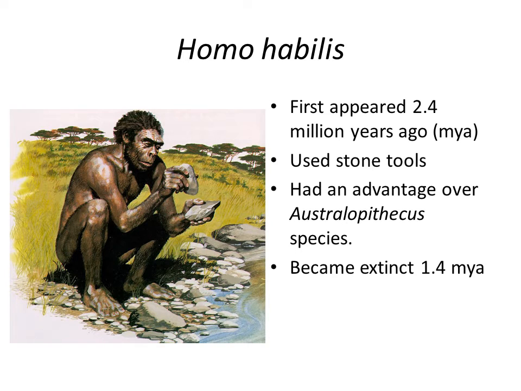Now the first human-like creatures evolved out of apes in Africa around 5 million years ago, and they looked nothing like the modern humans. But our genus first appeared 2.4 million years ago. This was Homo habilis, and this species used stone tools. Now the use of tools gave them a big advantage over the Australopithecus species with whom they shared their environment and who did not use tools. Homo habilis became extinct about 1.4 million years ago.